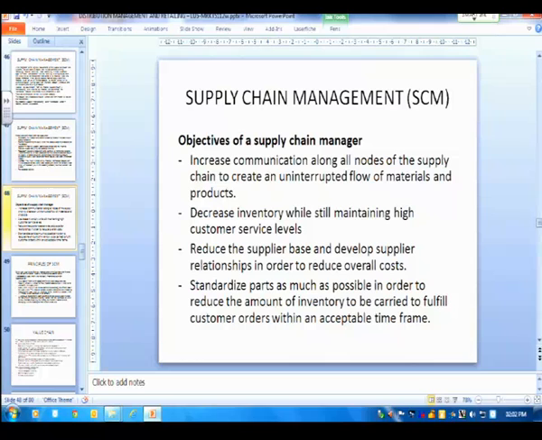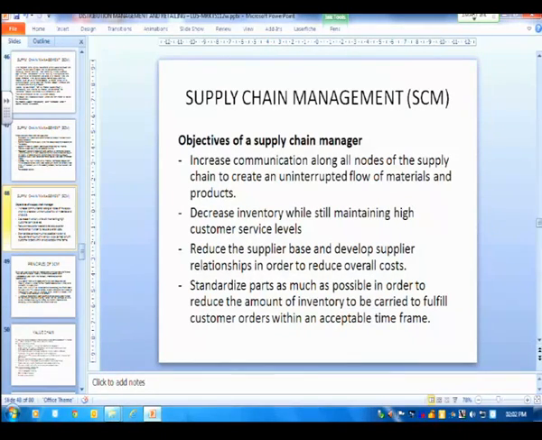Objectives of supply chain management. One, it increases communication along all nodes of the supply chain to create an improved performance and an uninterrupted flow of materials and products.